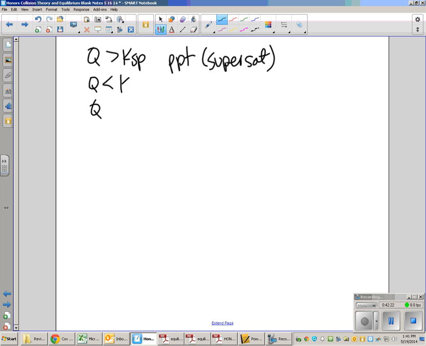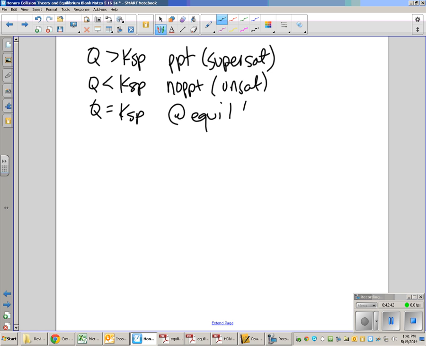If Q is less than Ksp, what do we say? No PPT, and we said it meant unsaturated. Good. If Q is equal to Ksp, it is at equilibrium. And what do you think it is? Out of these choices, it's just saturated. So that's what the K and Ksp stuff means when you talk about it in terms of qualitative reasoning. All right, so now the question.